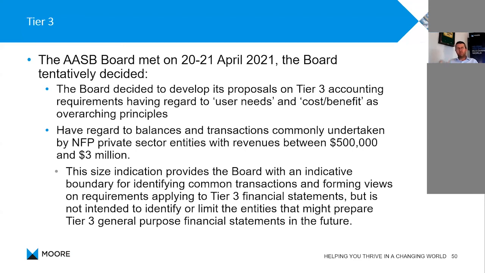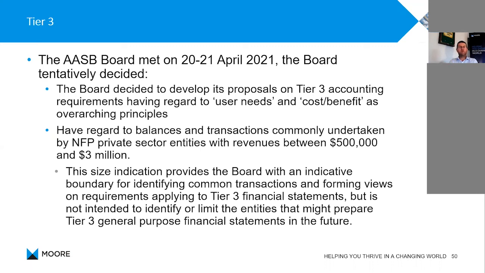Is that members of those organisations, if it's say a sporting club? Is that people who donate money to them? Is it grant providers? Who are the users, and what information needs do they have? And thinking about, well, what's the cost benefit here? Now, the AASB decided that we don't set thresholds, but obviously in setting a new tier, you have to have an idea in your mind who you're setting it for.